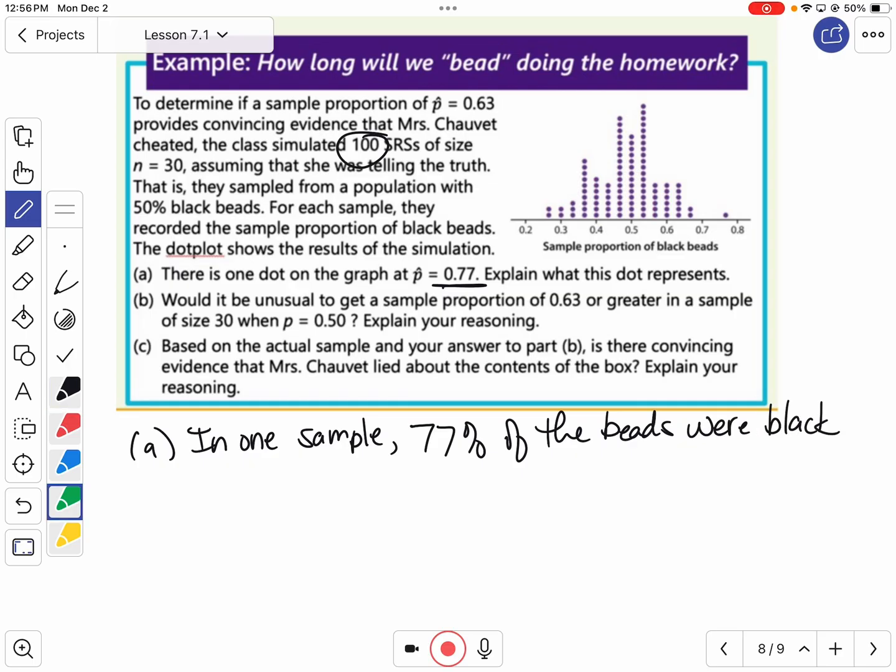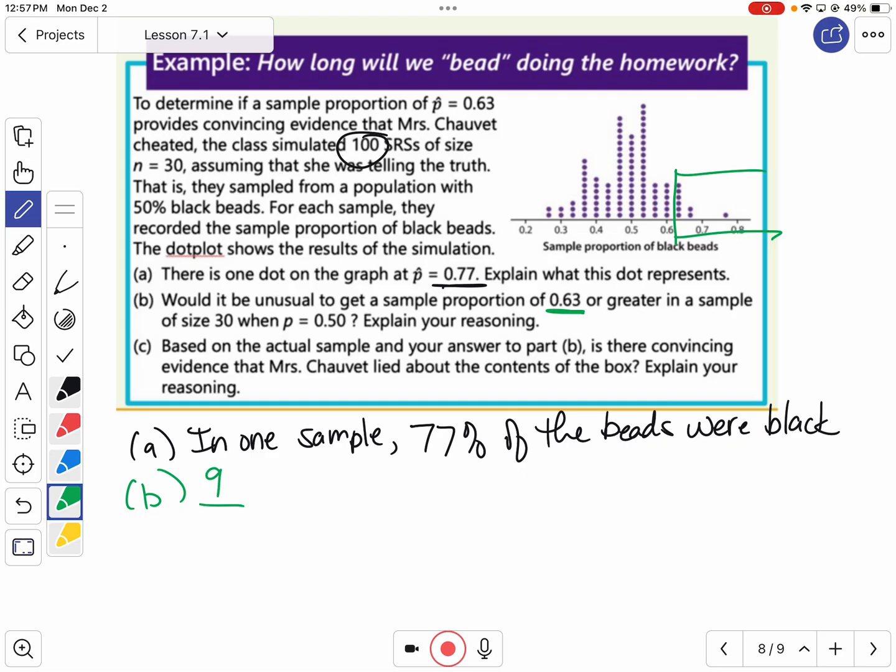All right. Then on part B, it said, would it be unusual to get a sample proportion of 0.63 or greater in a sample of size 30 when p equals 0.5? And let's explain our reasoning. So here's what we want to do. We just got to figure out on this picture, where's 0.63 or more? So I'm going to go with these dots right here, greater than 0.63. If I count them, how many dots is that? I think it's about 9. Yeah, so about 9.